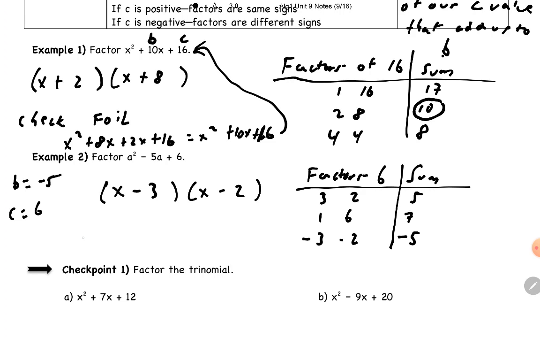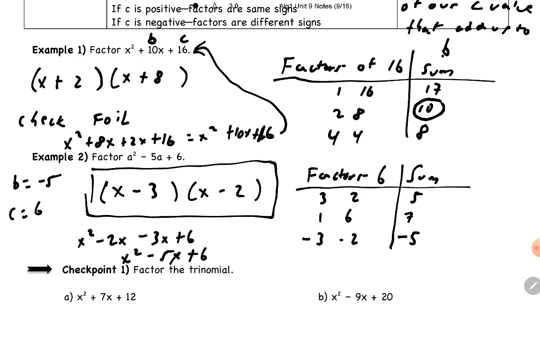If I wanted to check, I would do first numbers, which are x squared, plus my outside numbers, which is x times negative 2, which is minus 2x. Then inside numbers, minus 3x. My last numbers, positive 6. And this will give me x squared minus 5x plus 6. So that means we know that we have the right answer here. This is the factored form.